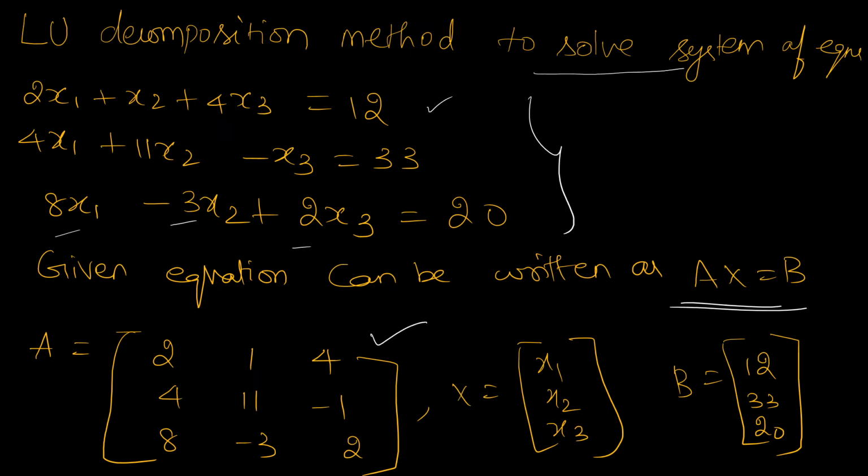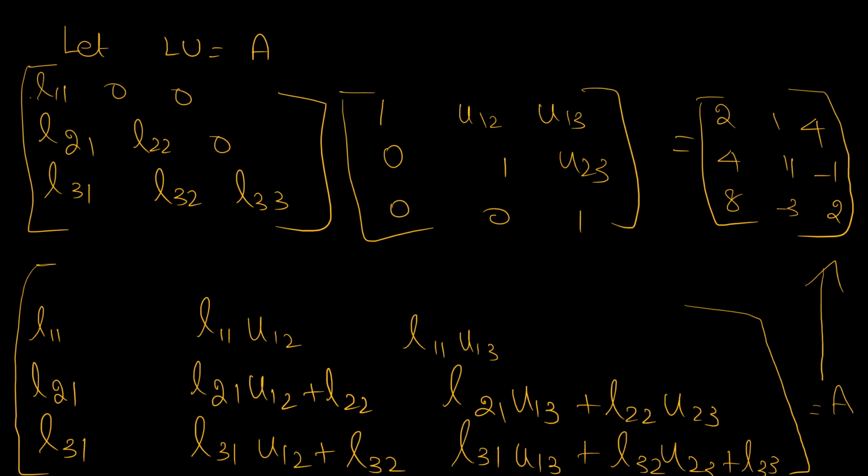So the coefficient matrix A is going to decompose into the product of two matrices L and U. What are those L and U? Which is nothing but lower and upper triangular matrices. So first of all, A is nothing but the coefficient matrix, and what are the three unknowns we have? x1, x2 and x3. So this is a column matrix, and B, whatever is there on the right hand side, that is 12, 33 and 20. We have written this as Ax is equal to B.